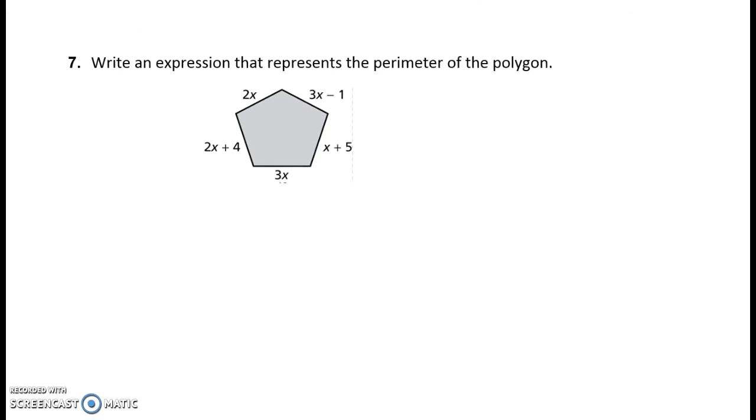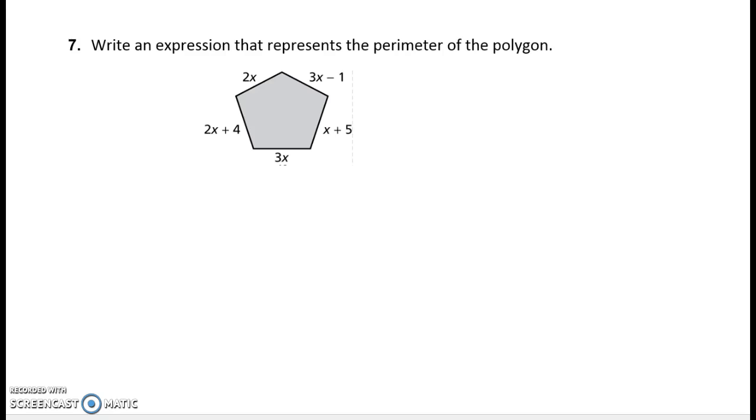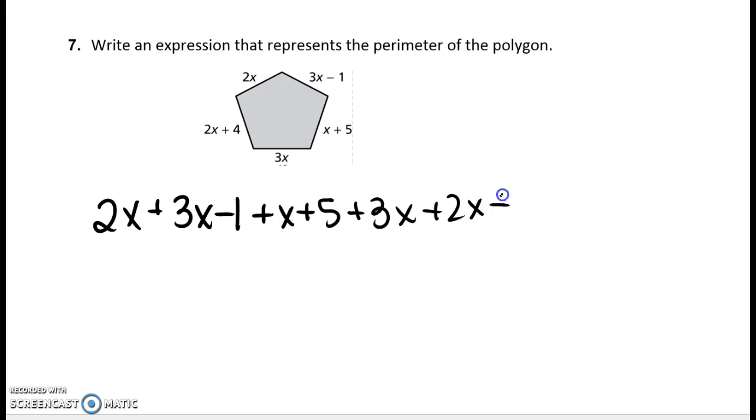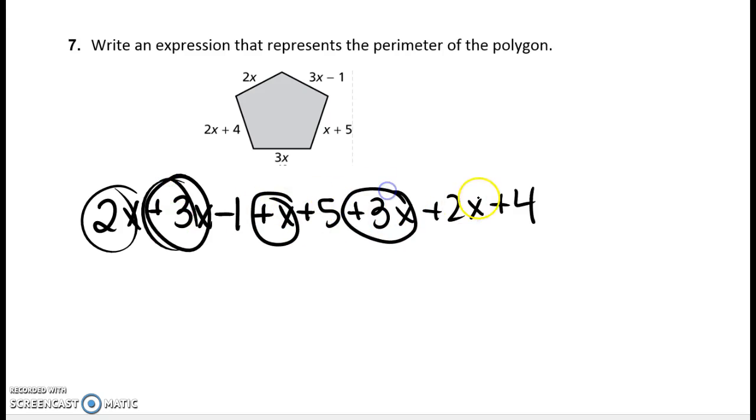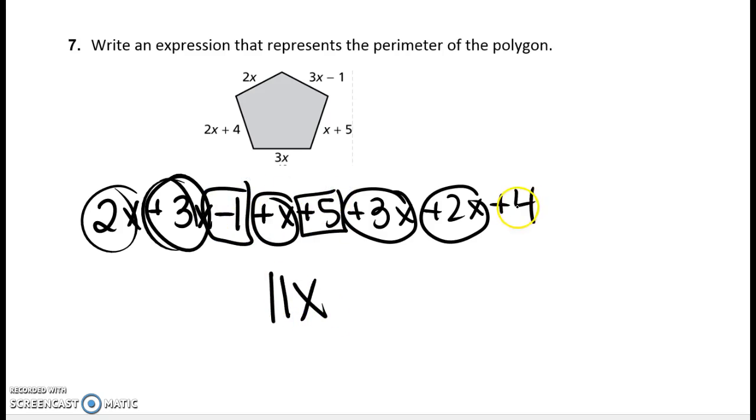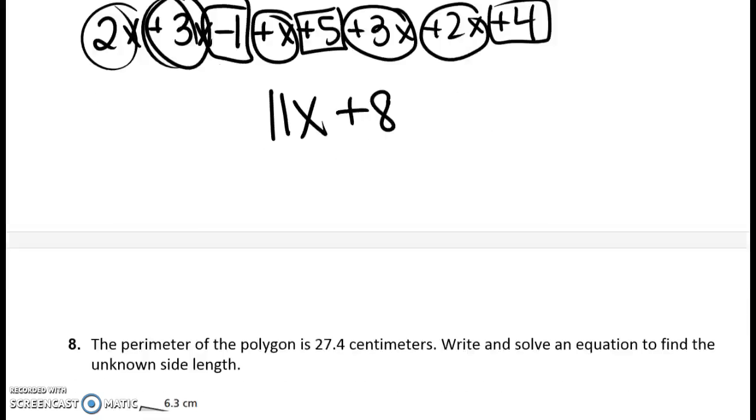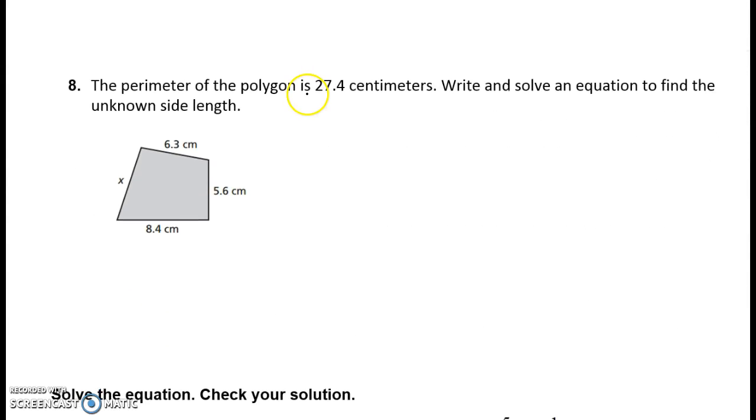Number 7, write an expression that represents the perimeter of the polygon. And remember, when we're finding perimeter, we're adding up all these sides. So it's 2x plus 3x minus 1 plus x plus 5 plus 3x plus 2x plus 4. So x's, I have 2x and 3x, that's 5x, 6x, 9x, 11x. Negative 1 plus 5 is 4. 4 plus 4 is 8. So this is 11x plus 8. The perimeter of the polygon is, that's my equals, 27.4 centimeters.